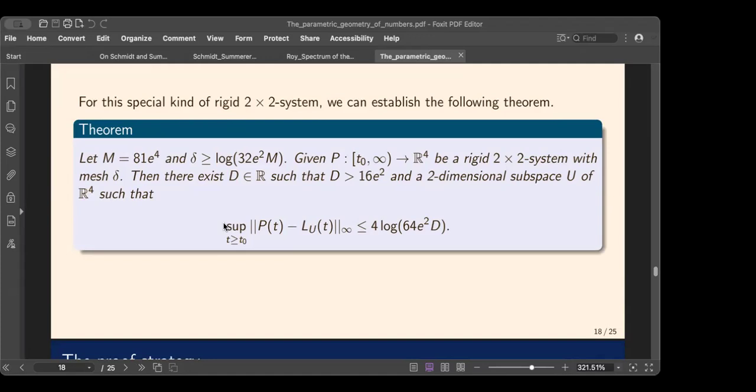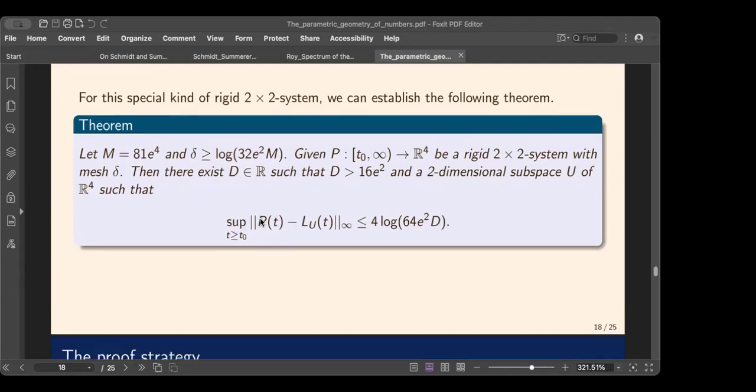Because in the construction we use the induction theory, I will begin with the initial choice of basis of vectors. So I need to choose some D. D is a constant. We can choose any constant just larger than 16 e to the power of maybe 2.